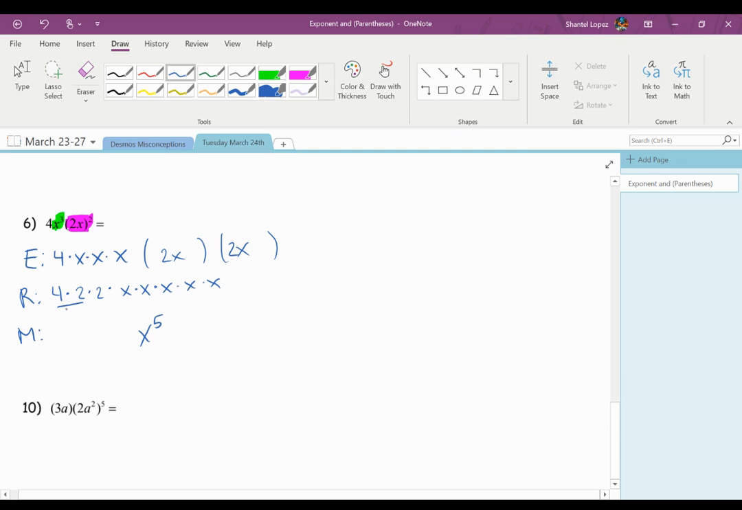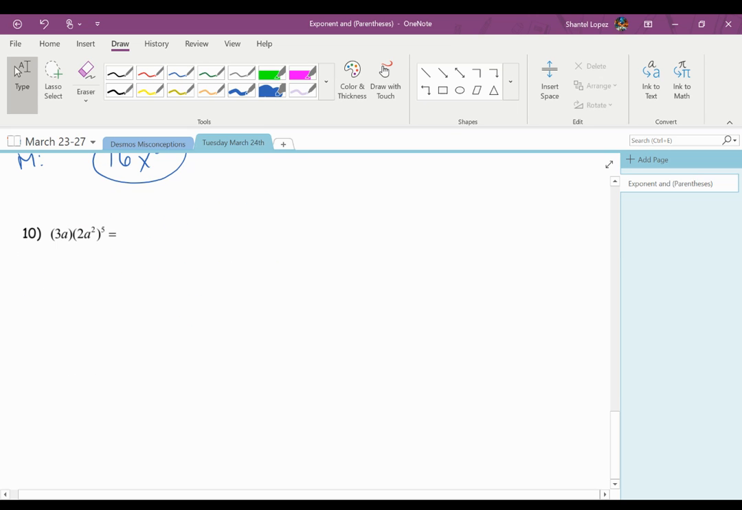4 times 2, that's 8. Bring down this 2. 8 times 2 is 16. So my final answer would be 16 times x to the power of 5. Okay, go ahead and pause and try to do this other problem on your own. Let's go ahead and continue.